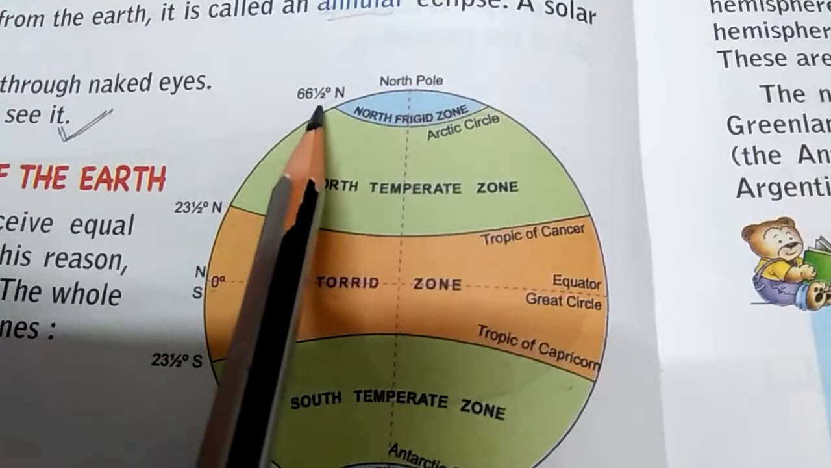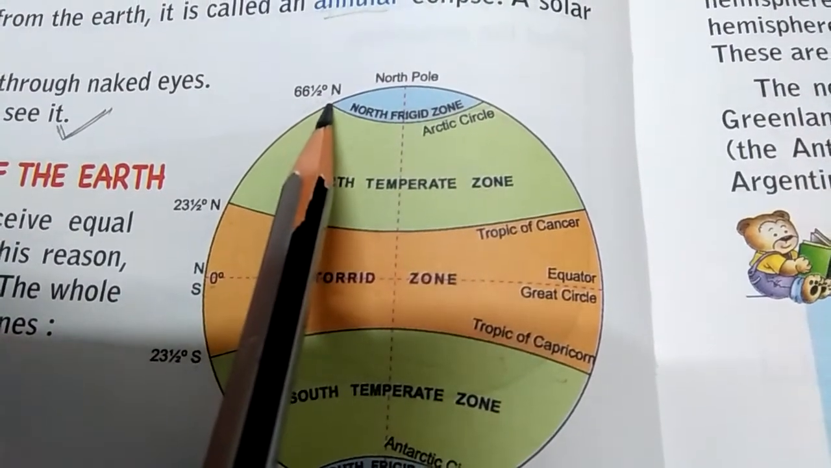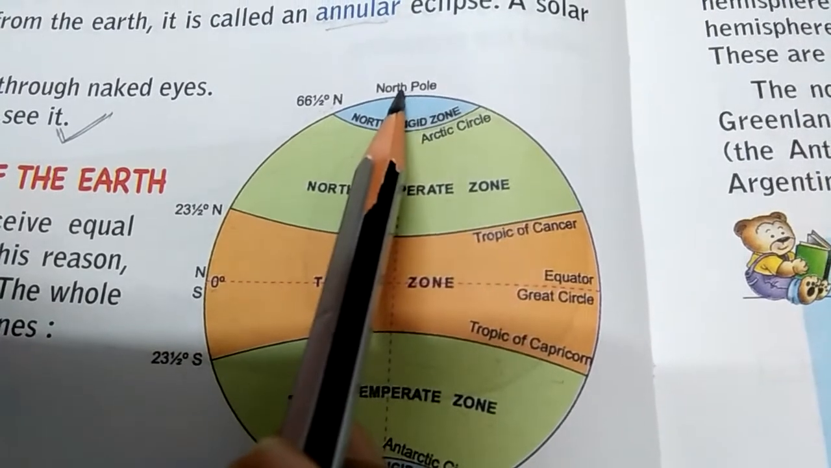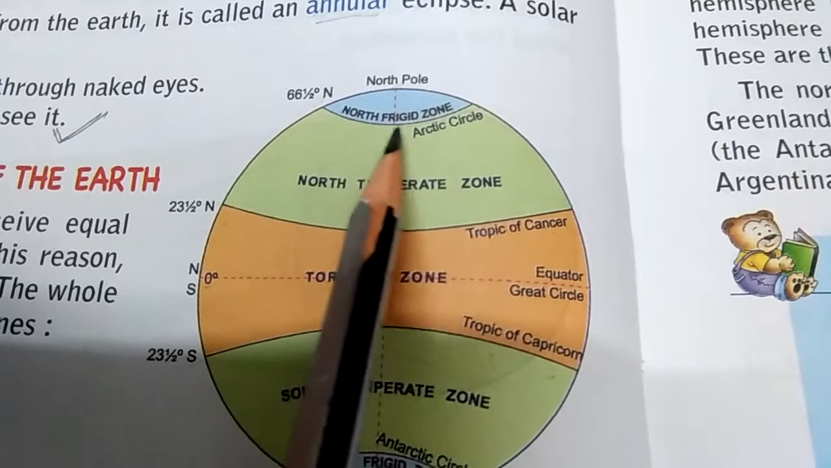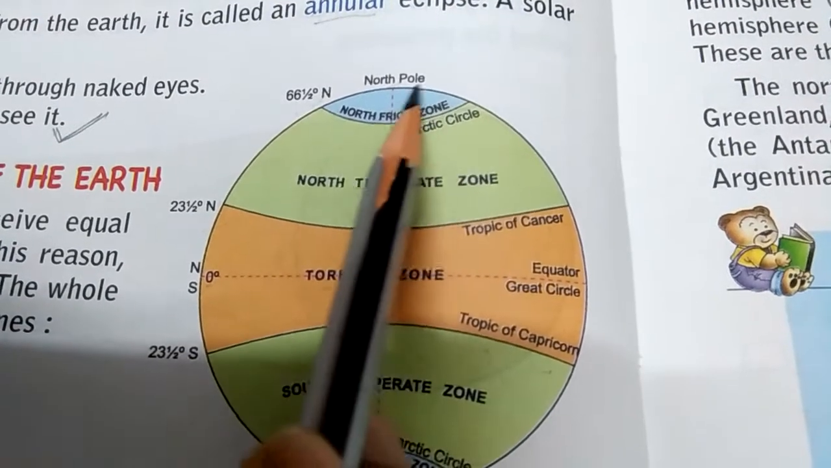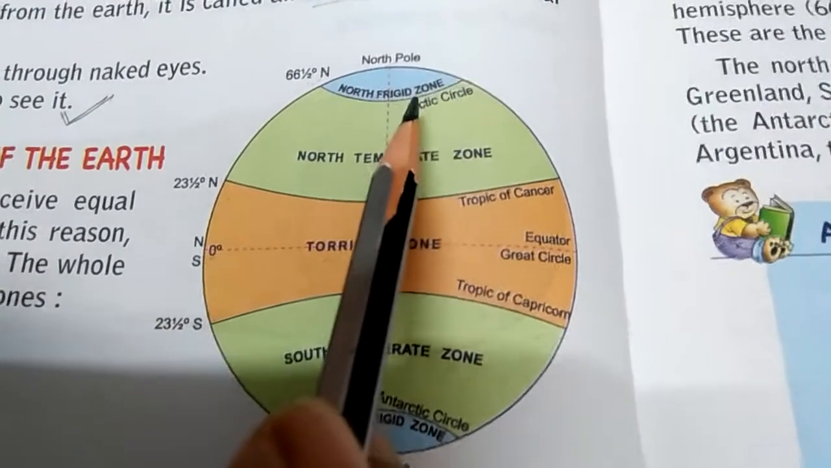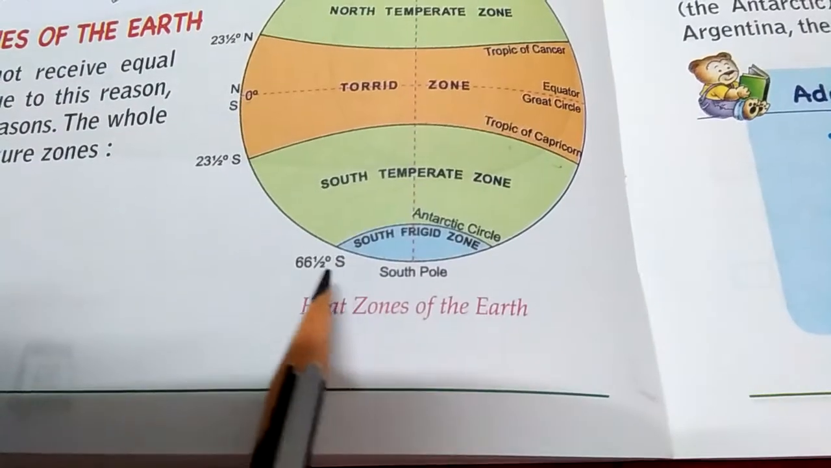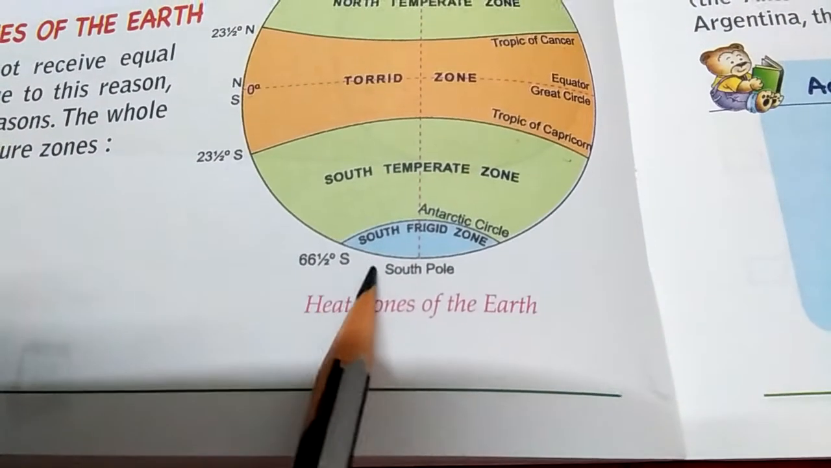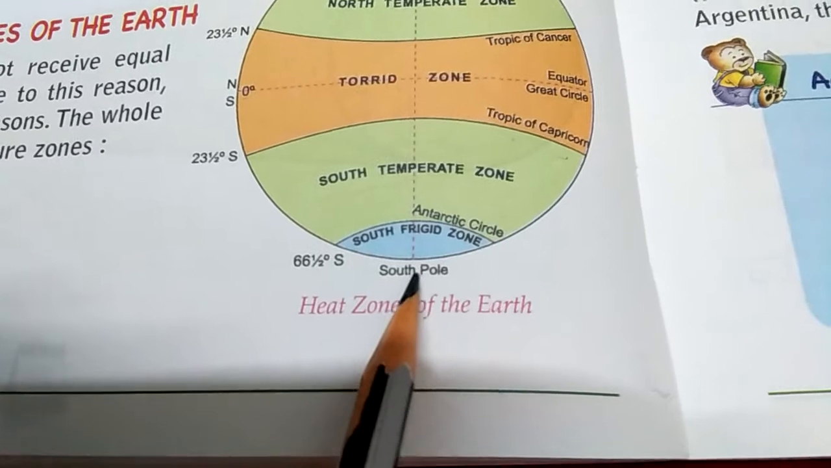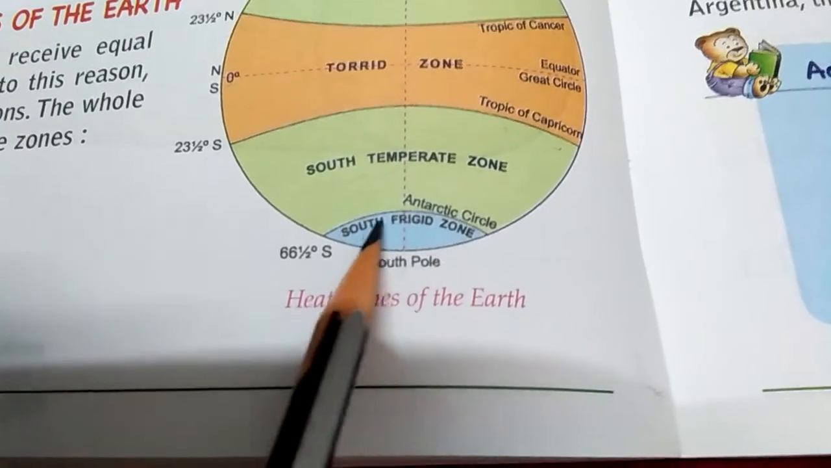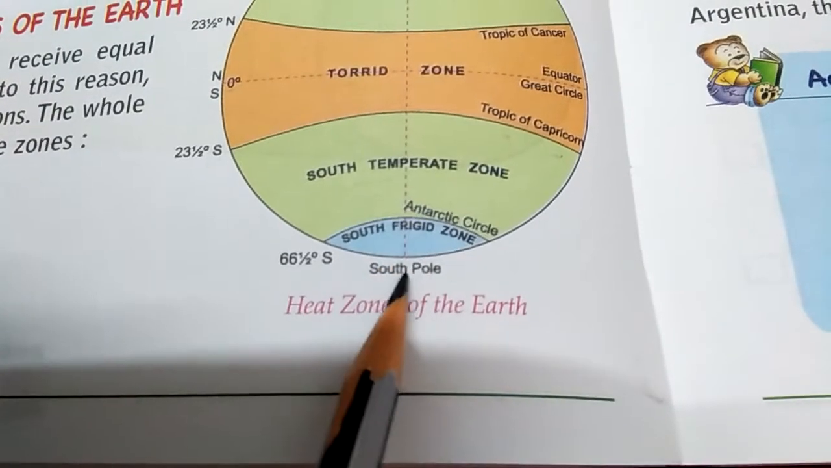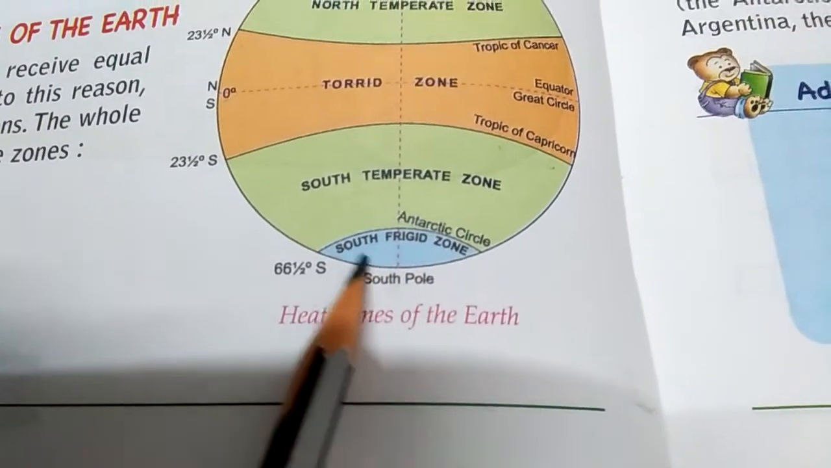And then in the northern hemisphere, from 66.5 degree north to the North Pole, that is from the Arctic Circle. This circle is called the Arctic Circle. This is called the North Frigid Zone. And in the same way, over here 66.5 degree to 90 degree south, that is the South Pole, that is from Antarctic Circle. This circle is called the Antarctic Circle. From Antarctic Circle to the South Pole, this is called the Frigid Zone.